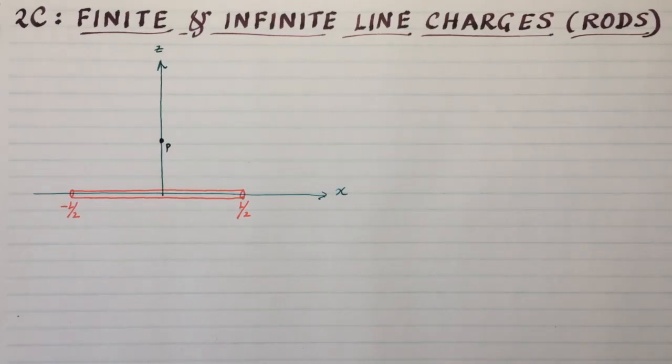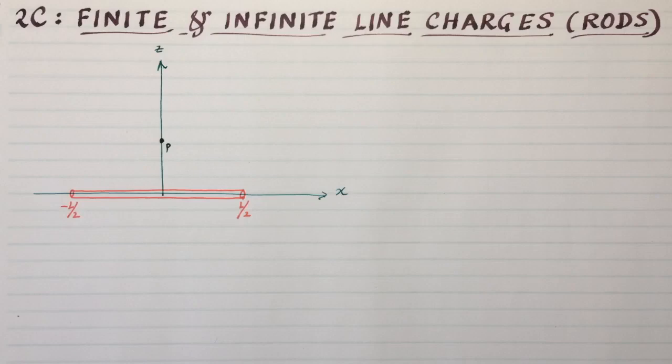Let's talk about the electric field of a continuous distribution of charges. Here I have a one-dimensional rod indicated in red, and I've placed it along the x-axis in a symmetric fashion with the left end at negative L over 2 and the right end at positive L over 2. So the rod's total length is L. Later on I'll take the limit that L goes to infinity in both directions.